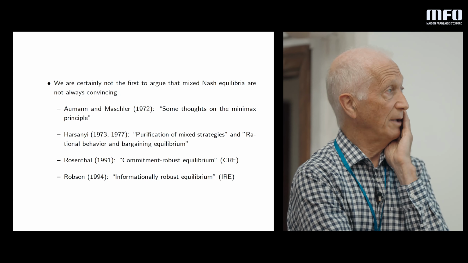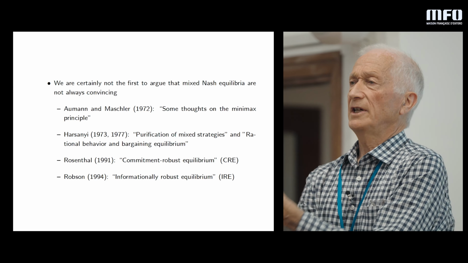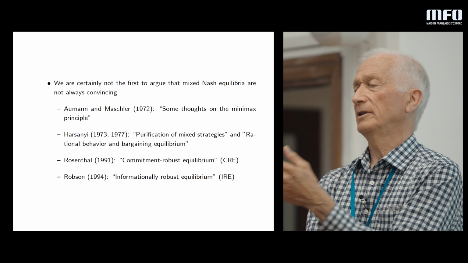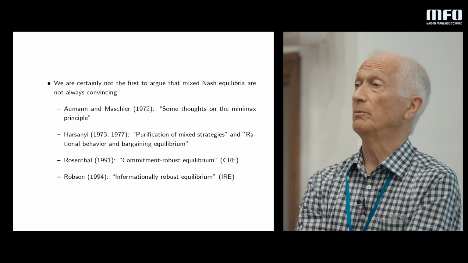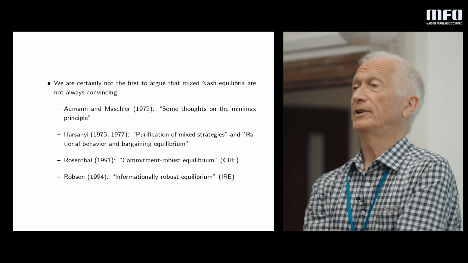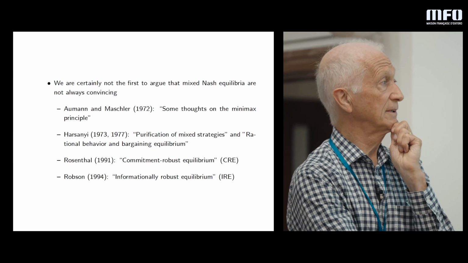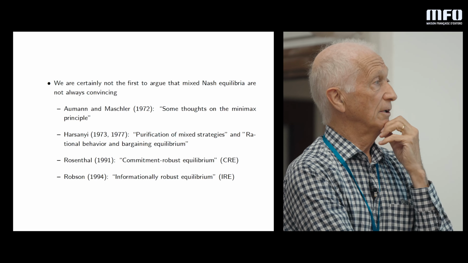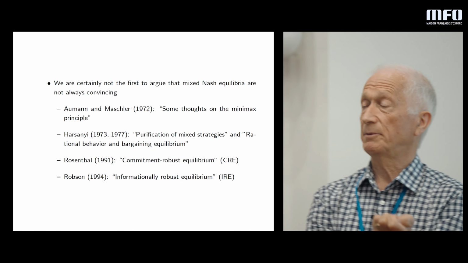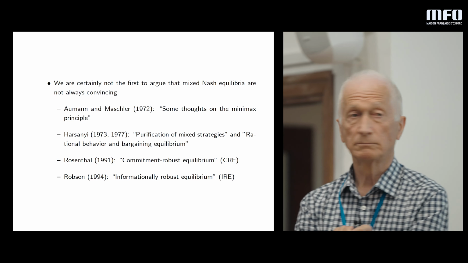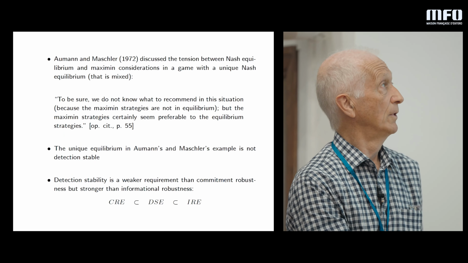Rosenthal wrote a paper about commitment-robust equilibrium, an idea that said, well, actually, when we say simultaneous move game, it's never exactly simultaneous, and sometimes the player can actually go ahead and commit to a strategy before the other player. What if there is a risk of that? We want robustness against that. That was what Bob Rosenthal was looking at. Arthur Robson looked at informationally robust equilibrium, when the realization of a mixed strategy might be detected by the other player. So I will relate briefly to those.